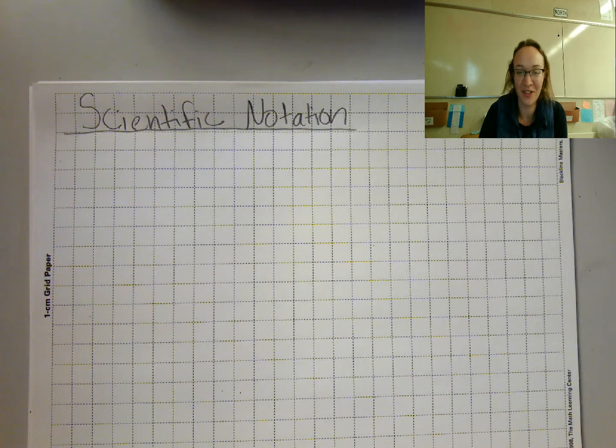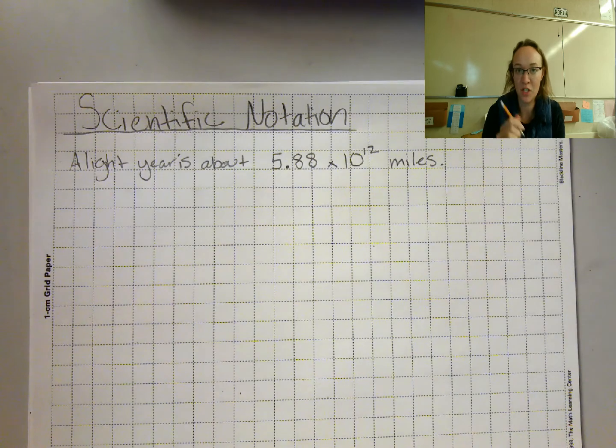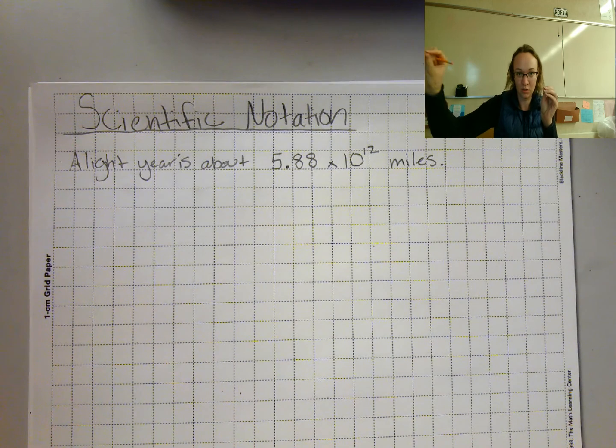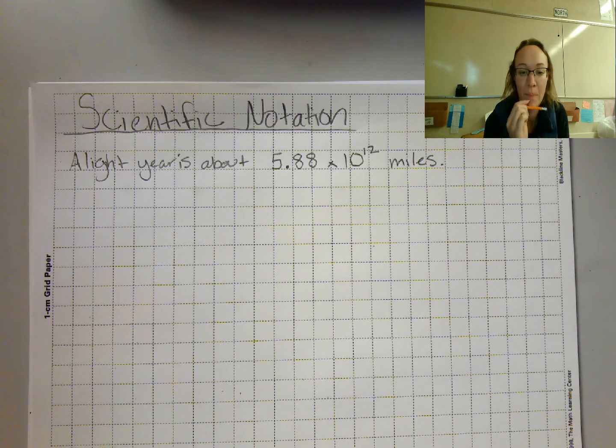In this video, we're going to learn about scientific notation, which is a way to write really, really big or really, really small numbers. So we're going to start with a few examples. First, let's say this true fact: a light year, which is the distance that light can travel in a year, is about 5.88 times 10 to the 12th miles.